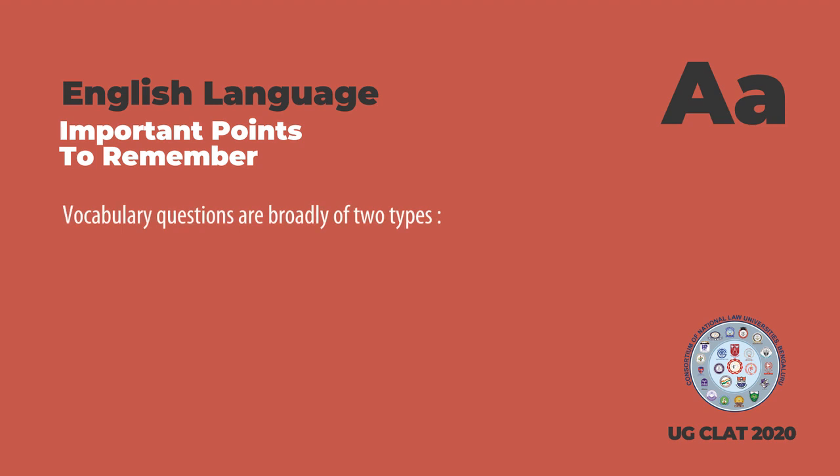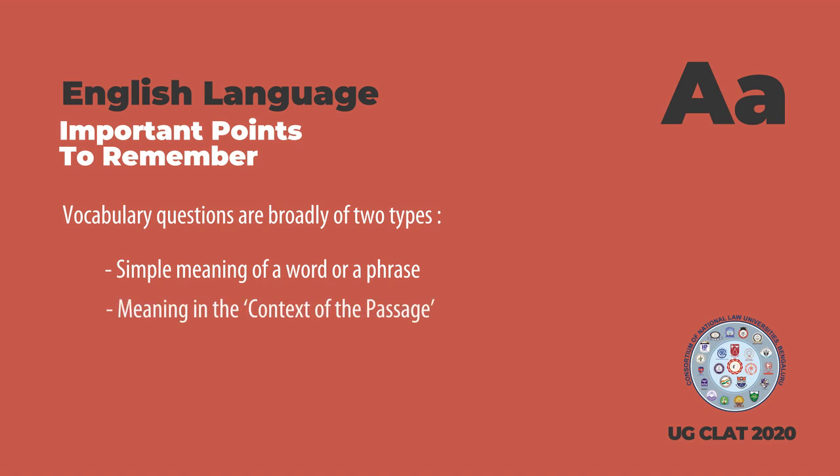Vocabulary questions are broadly of two types. One type will simply ask you for the meaning of a particular word or phrase. Another type will ask you for the meaning of a word or phrase in the context of the passage. In either case, it is helpful to read one or two lines before and after the line in which the word or phrase being asked about appears, so that you are better able to understand the context in which the word is used.